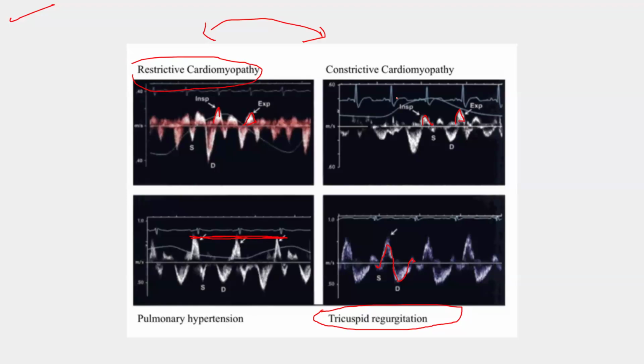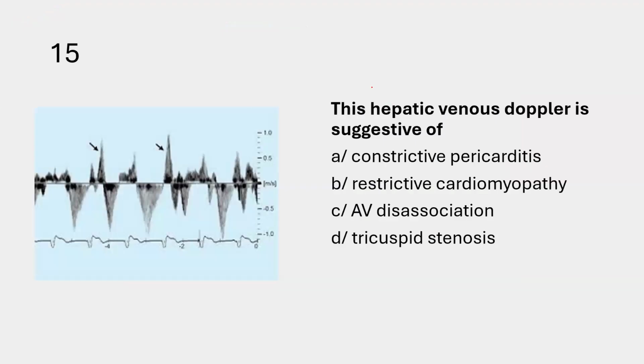Restrictive is more of inspiratory flow reversal. Constrictive is more of expiratory flow reversal than inspiratory. Pulmonary hypertension is increased in the reversal, but fixed in inspiration and expiration. And in TR, you have systolic reversal. Systolic reversal. Last thing, this hepatic venous Doppler is suggestive of what? Constrictive pericarditis, restrictive cardiomyopathy, AV dissociation, tricuspid stenosis.